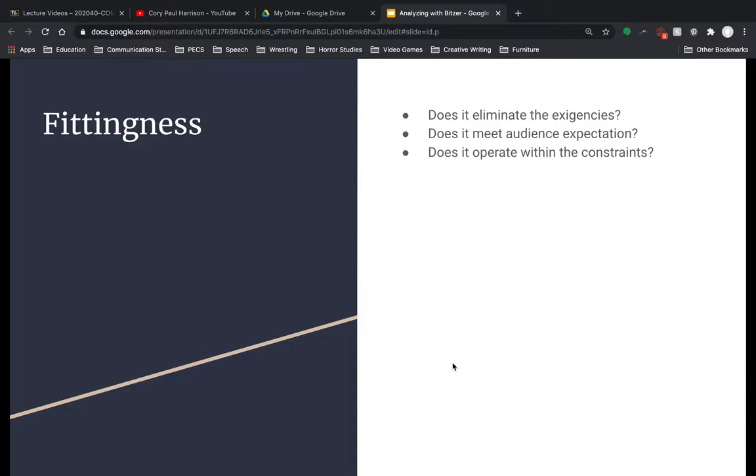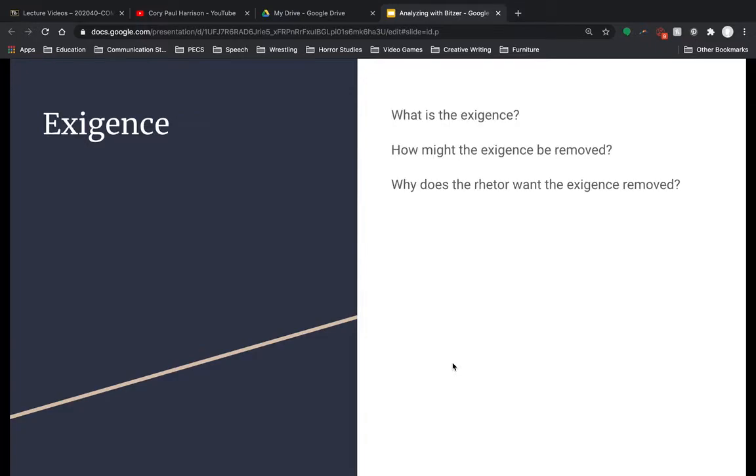But let's go ahead and ask ourselves these questions and get into it a little bit more deeply and get into it rhetorically. So let's look at exigence and the question: what is the exigence here? I think the exigence here is the perception people have of Hardee's, in particular the perception of their branding.